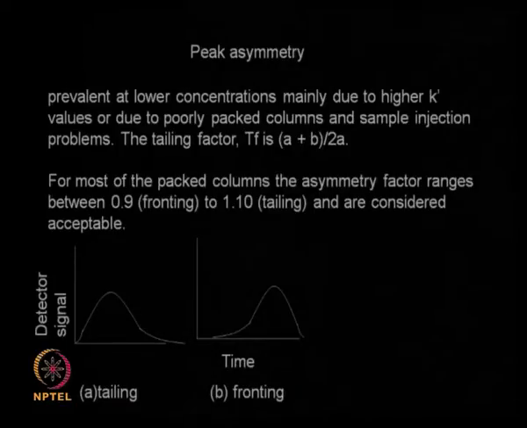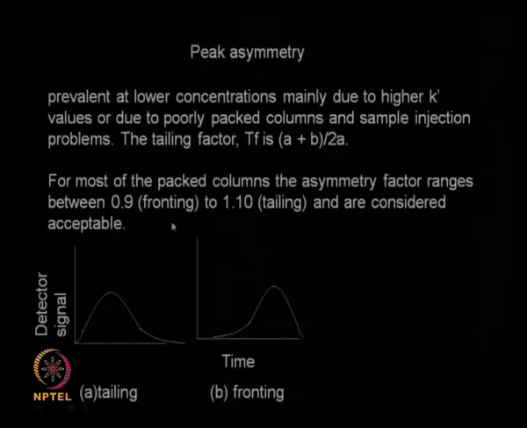Last time we also looked at something called peak asymmetry, because although the equations which I have shown are related to a Gaussian or a normal distribution, in reality the peaks are not going to be normally distributed peaks. It may either have a tailing or it may have a fronting. There is something called a tailing factor, which is (A plus B) by 2A, where A is the distance from the start to the middle of the peak and B is the distance from the middle to the end of the peak.